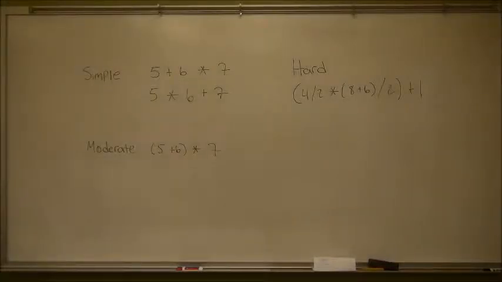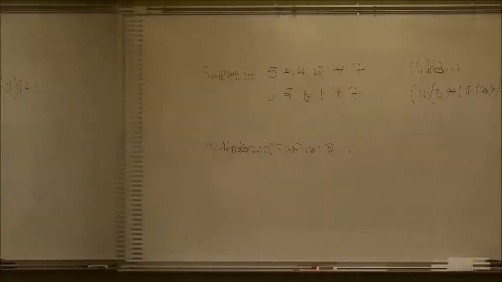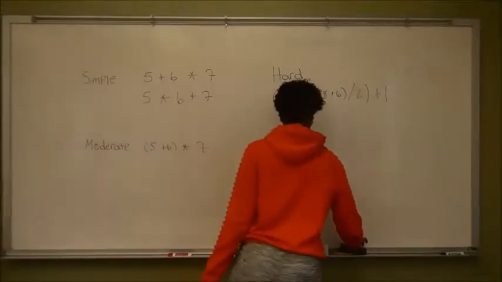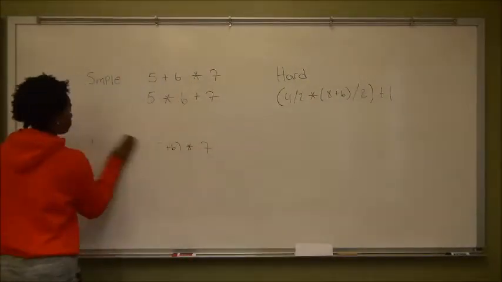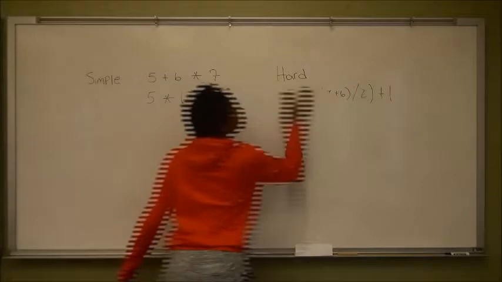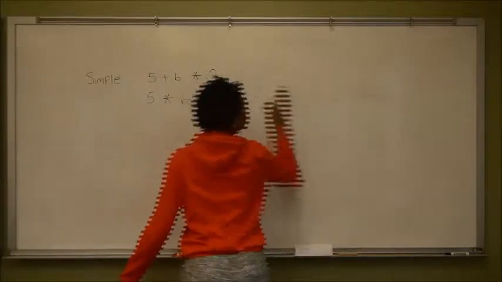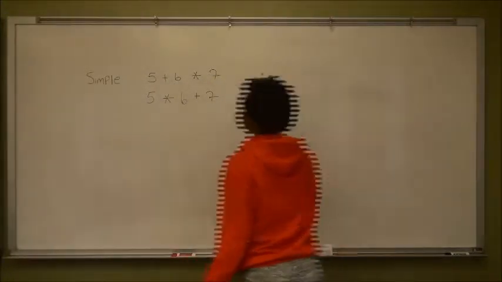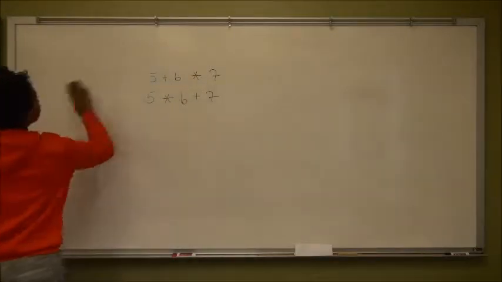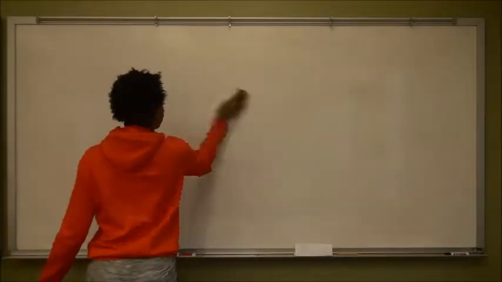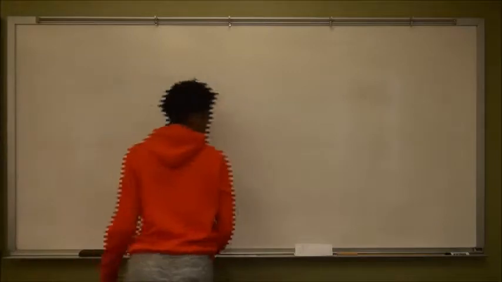Hi guys, today I'm going to be going over how to solve an expression using a stack and a queue. I will demonstrate a simple expression with 3 numbers and 2 operators, and a harder expression with 6 numbers, 4 operators, and parentheses. I also wrote an example of a modern expression just to show a transition, but will not be demonstrating it. Let's go over what a stack and a queue is.